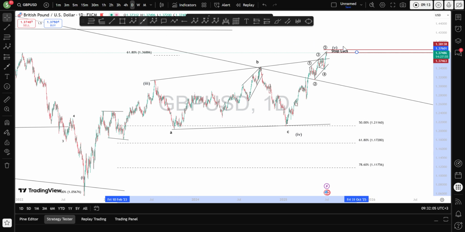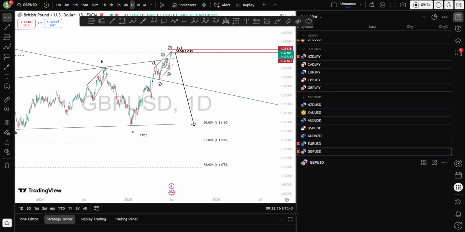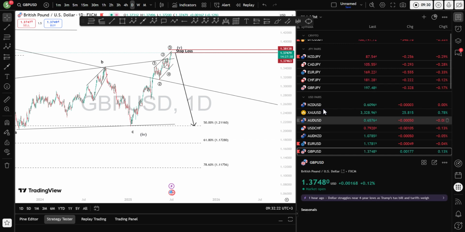So we're anticipating this to be a swing move to the downside. And if you check the GBPUSD, we'll also check the pairs that are correlated with it, which is, let's start with AUDUSD.